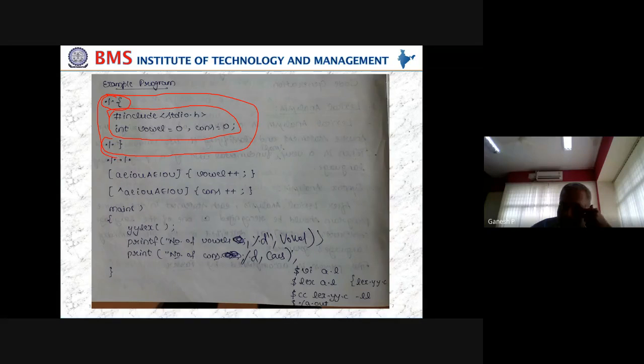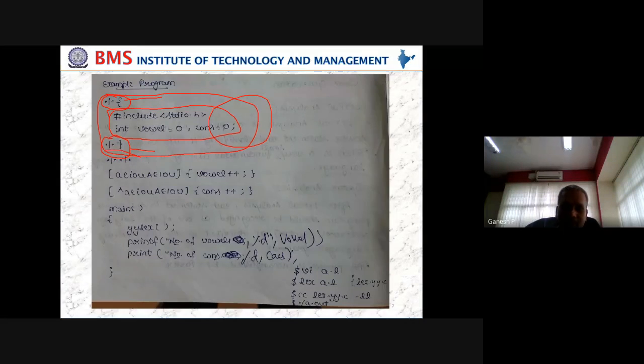So the Lex program has a structure for this definition section, which starts with a percentage and open brace, and ends with another percentage and closed brace. These are the two things which are specific to Lex. All other intermediate things are as per the C language. So we can go ahead with this definition section similar to C language.